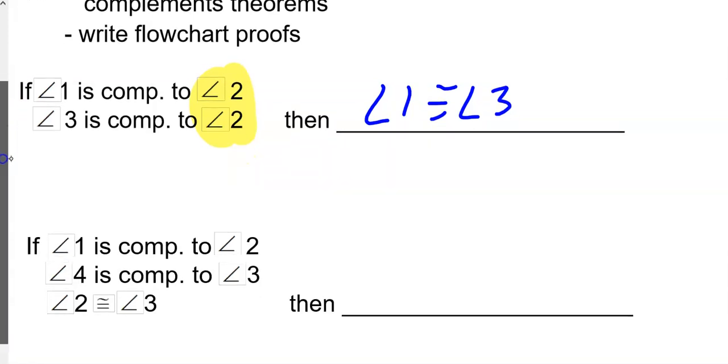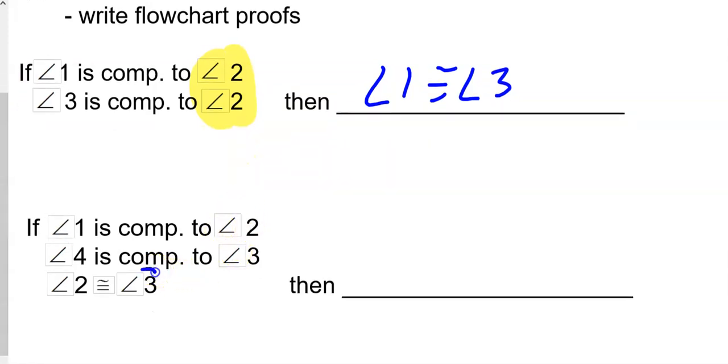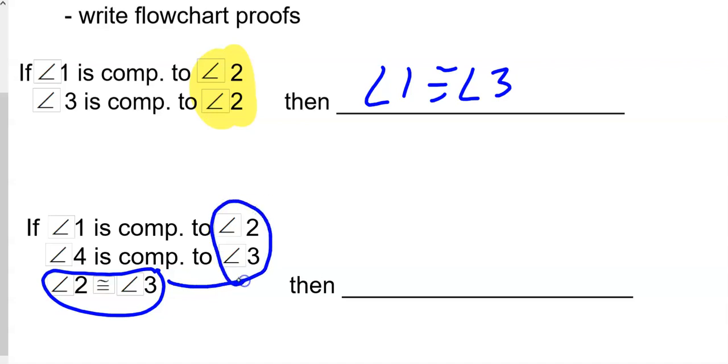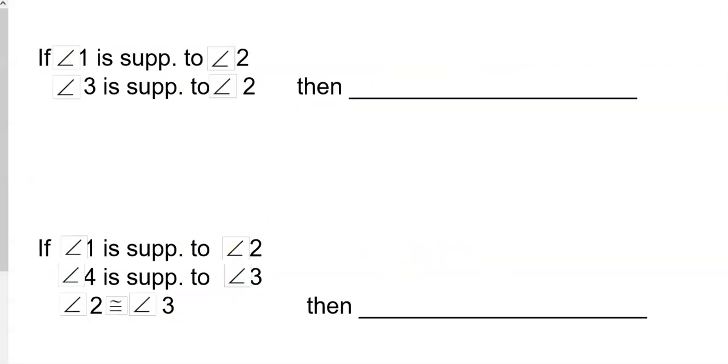The other one is, here's kind of our link. These two angles are congruent. So if these two angles are 40 degrees, these are both 40 degrees, so these would both have to be 50 degrees. So angle 1 is congruent to angle 4. And it doesn't matter if these are supplementary or complementary. So again, if it's to the same angle, so this is the same angle here, 1 and 3 would be congruent.